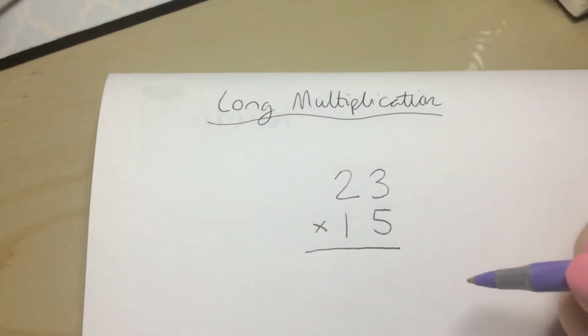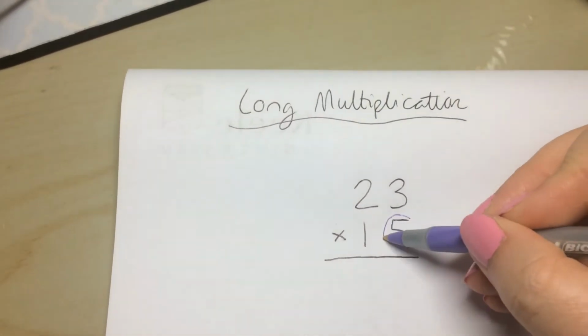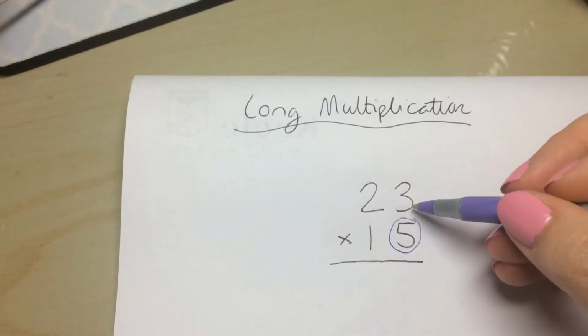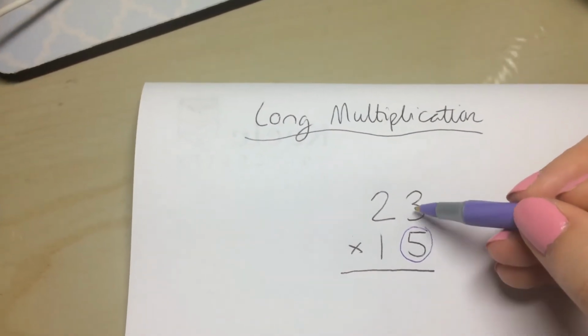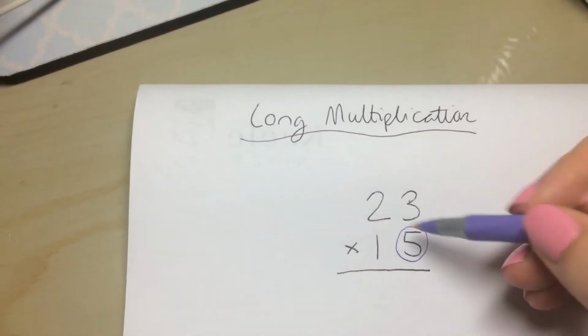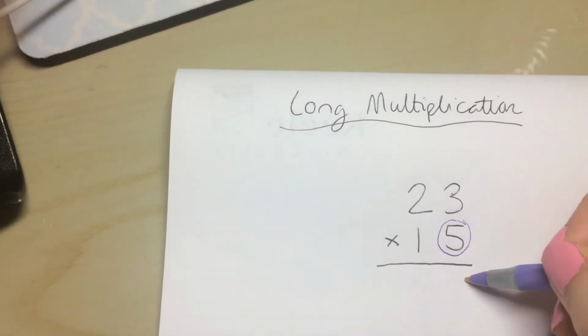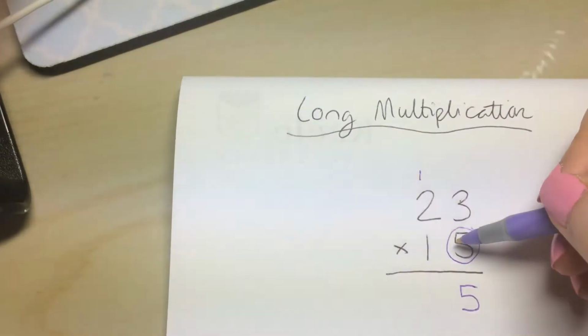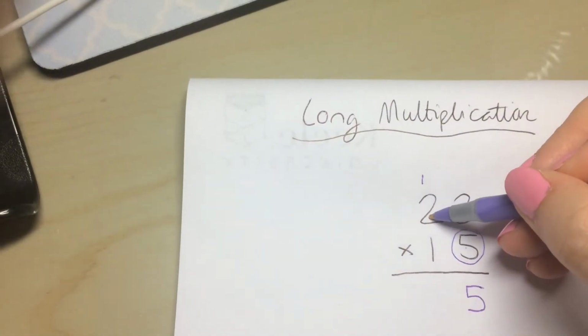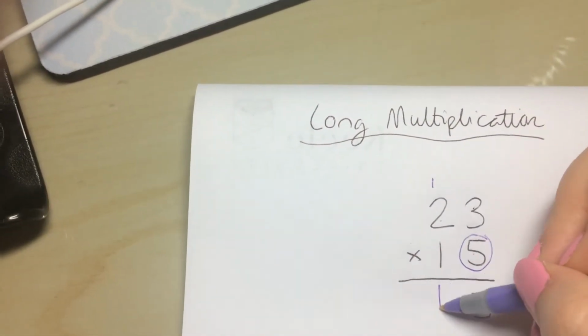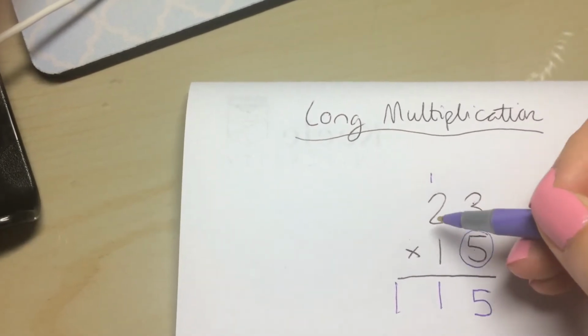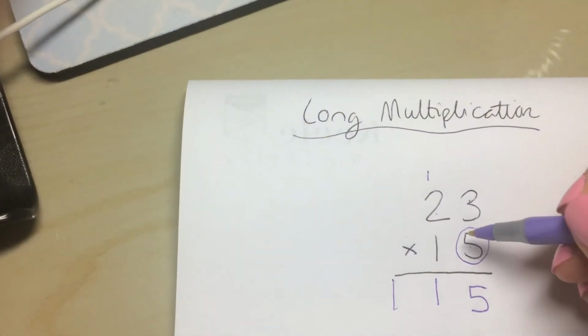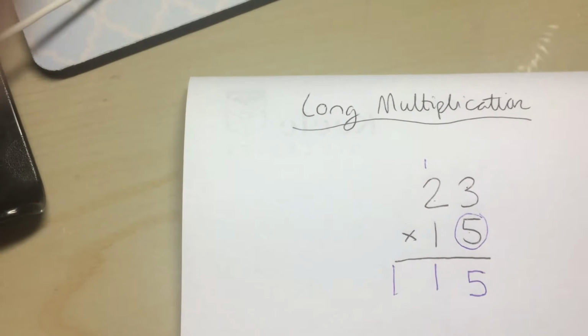So first off I'm going to start by timesing by the units here. So this is the units column. So I'm going to do 5 times 3, then 5 times 2. 5 times 3 is 15, so put 5, carry over the 1 there. 5 times 2 is 10, add the 1 is 11. So I'm keeping the numbers in the columns there, that's really important. So I've timesed by the units, the bottom number.